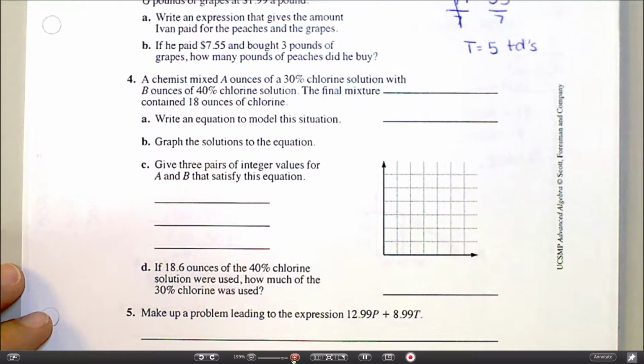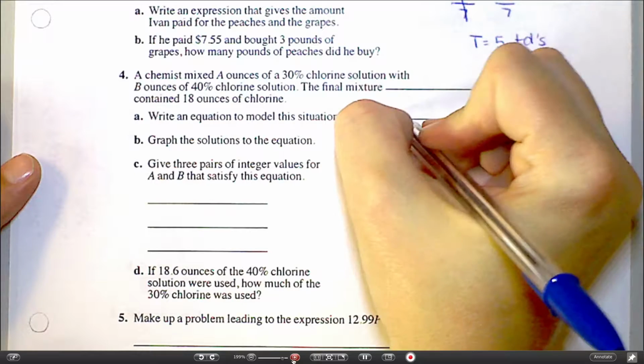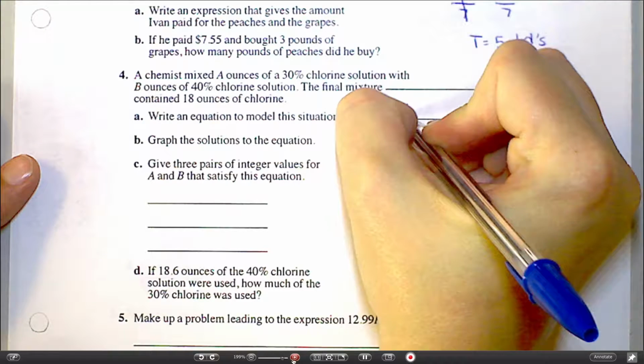In number 4, this is another one of those mixture problems, very similar to the one we did in our notes yesterday. If we have 8 ounces of a solution that's 30% chlorine, how would I figure out how much chlorine is actually in that first solution? What would I write down? 0.30 what?